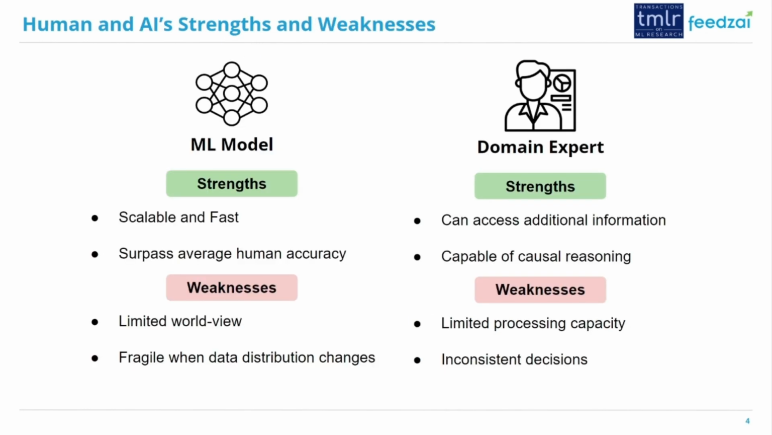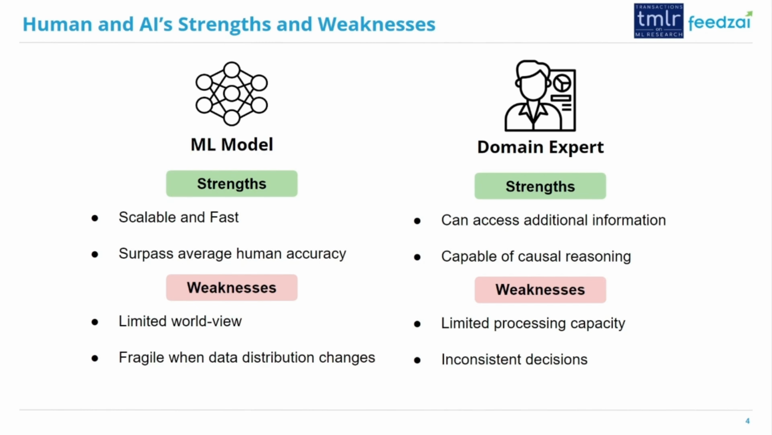While this may lead some to consider that human expertise is becoming obsolete, other authors choose to focus on the complementary nature of the strengths and weaknesses of machine learning models and domain experts. Domain experts are mainly limited by their processing capacity and by the fact that they can often provide inconsistent decisions. Machine learning models, however, are scalable and fast, can, on average, surpass human accuracy, and are always consistent.